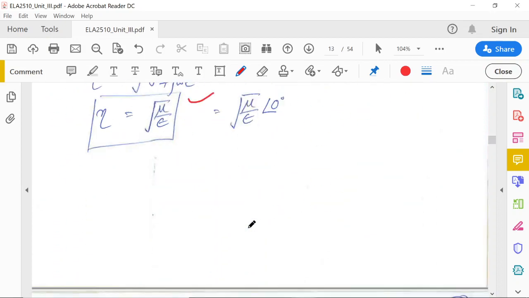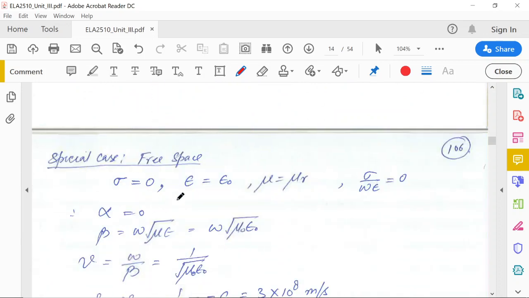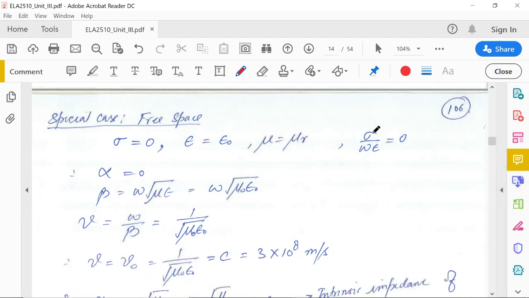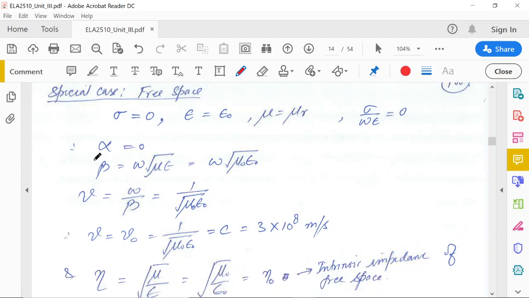Okay. Now, as a special case, let's take free space. We assume conductivity to be 0 and epsilon equals epsilon naught, and so on. So here sigma is 0 because conductivity is 0. So this will be a lossless dielectric. And for this case, alpha equals 0, and beta is omega under root mu naught epsilon naught. You can find the velocity.